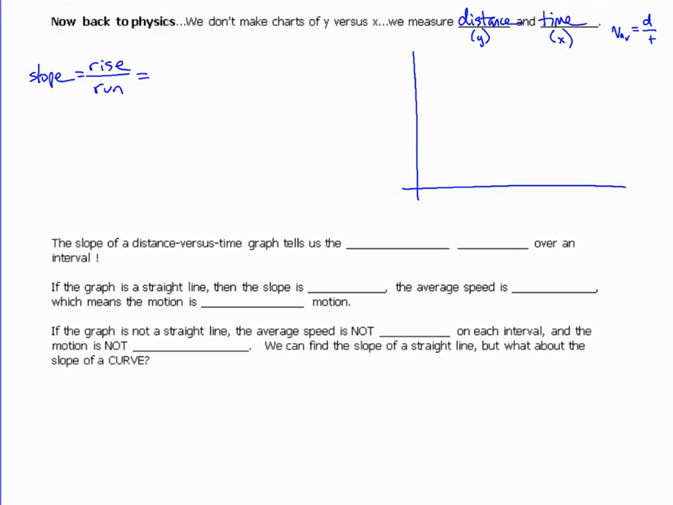And you can probably see where this is going. Since distance is on top, we're going to use that as our y, as our rise. Here's our distance, here's our time, and here's a straight line. But we have a known point here, and we have a known point here. And here's what we're looking at.